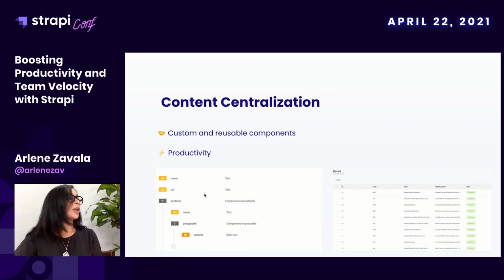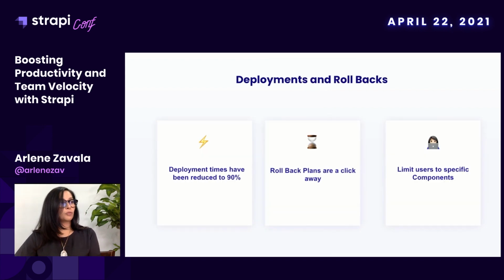Here you can see that we have the sections component, which is repeatable, and then we have a name as a text, and then the paragraph, which is also repeatable. And on our right side, we have the list of resorts. So in case you don't know, the Sandals Resorts are all over the Caribbean, and we have different resorts on different islands. So each of these codes right here represent a resort that has already been published on our Strapi admin platform.